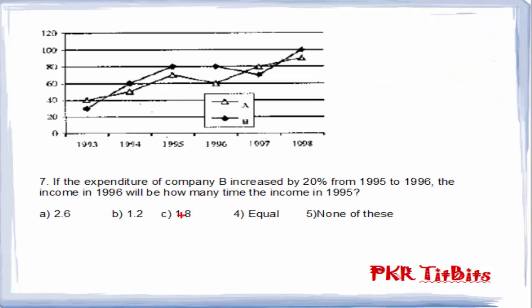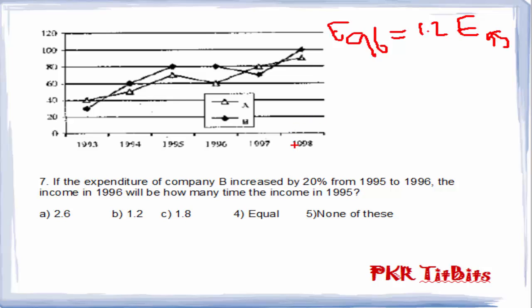Coming to the next question. If the expenditure of company B increased by 20% from 1995 to 1996, the income in 1996 will be how many times the income in 1995? Again, this is somewhat a tricky question, but it is a simple question. The expenditure in 96 is increased by 20%, so I can write it as 1.2 times the expenditure in 95.